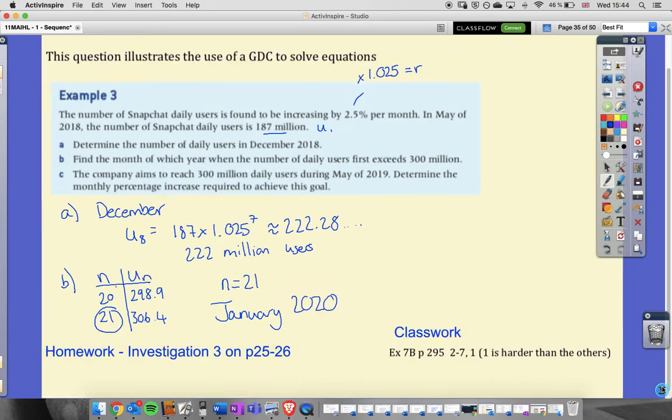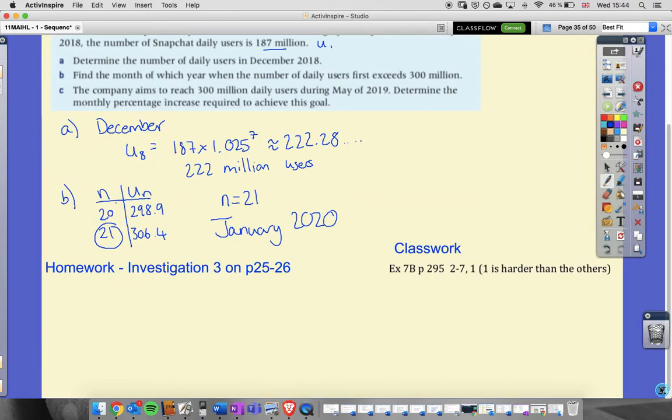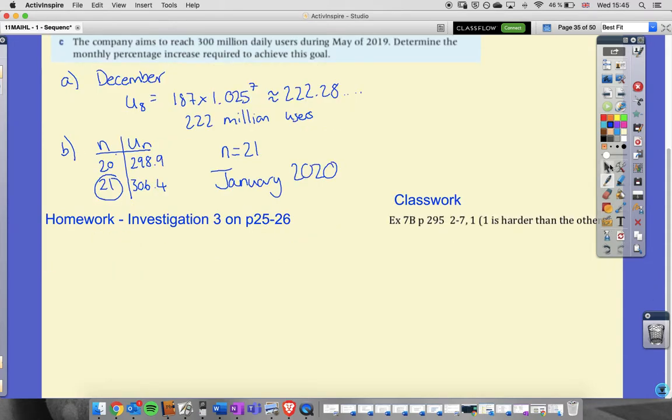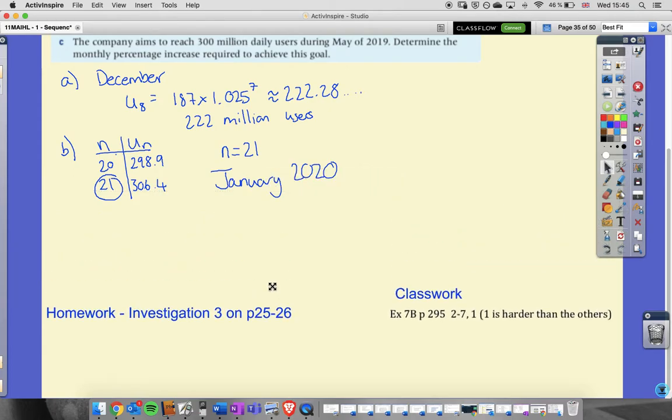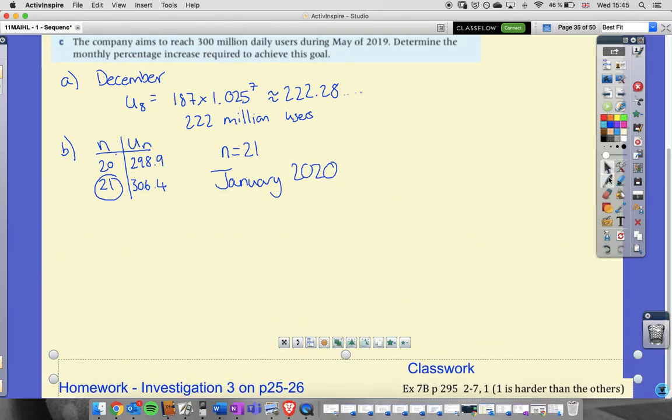Right, I'm running out of space a little bit here. We're going to take a little look at part C, and we're going to look at how to work this efficiently with our calculator. So the company aims to reach 300 million daily users during May of 2019, so clearly a bit earlier. Determine the monthly percentage increase required to achieve this goal. So clearly that common ratio is going to have to increase if we're going to get to 300 million before January 2020.